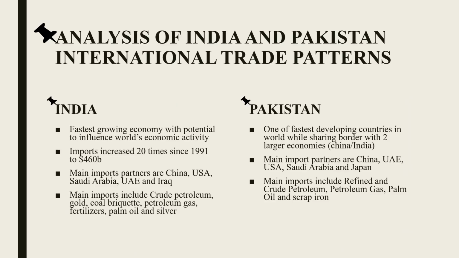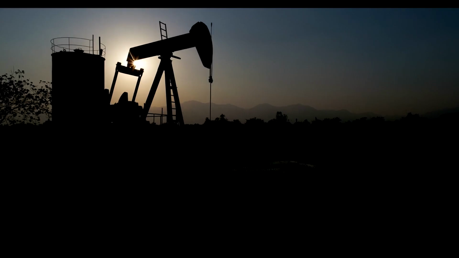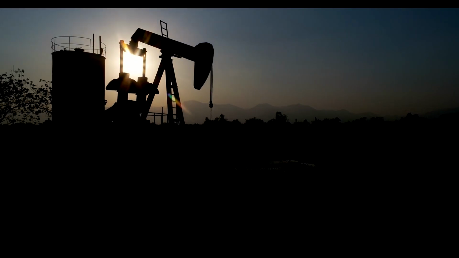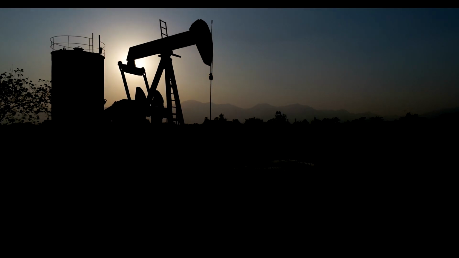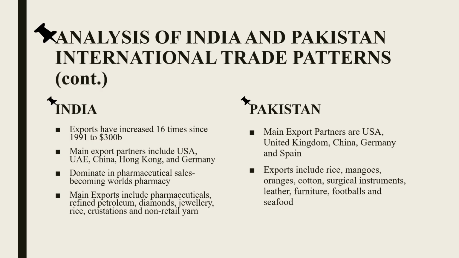India is one of the fastest growing economies, with potential to influence economic activity of the world for years to come. Since 1991, imports and exports have increased largely. The main import partners for India are China, USA, Saudi Arabia, United Arab Emirates, and Iraq. Their main imports include crude petroleum, gold, coal briquette, petroleum gas, fertilizers, palm oil, and silver. Their main export partners are the USA, United Arab Emirates, China, Hong Kong, and Germany.